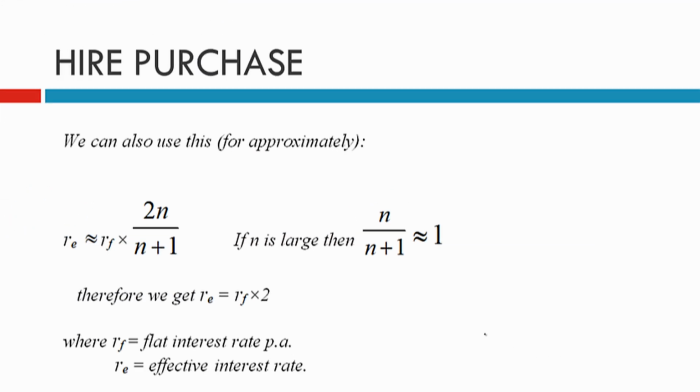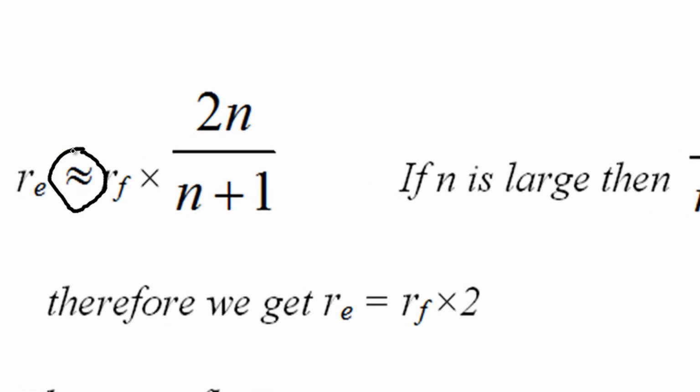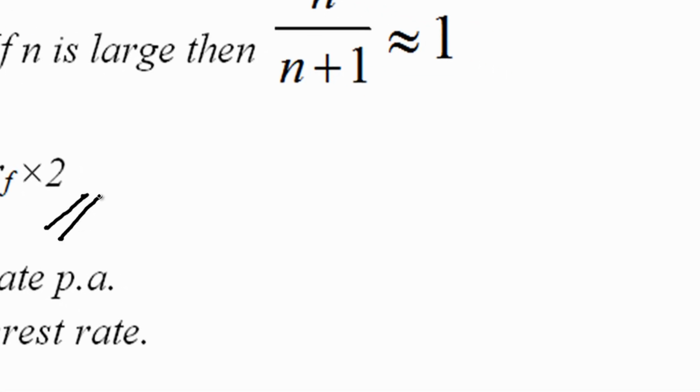Now if we've got high numbers of n, then we can do an approximate value. Okay, so we can use both these forms. The first one is the effective interest rate being the flat interest rate times 2n divided by n plus 1, which we just used, or we can do the effective interest rate being the flat interest rate times 2, because when we get large numbers of n, n divided by n plus 1 is going to be roughly 1. And we times it by the 2, so we get the 2.